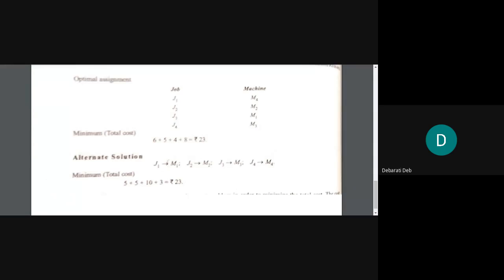You can show it in an alternate solution. The next zero you can show in the next alternate solution, but in one solution you cannot assign two zeros. Understood? One zero only, because that was the rule at the beginning. I told you that one job to one machine only, or one activity to one person only. Okay, carry on. Any other doubt, anyone?